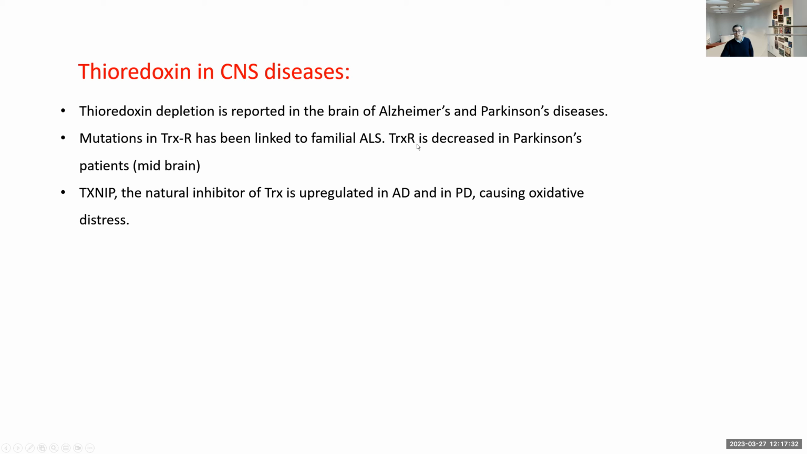We know that thioredoxin reductase is decreased in Parkinson's patients. And to make everything worse, we have an inhibitor of thioredoxin, which is thioredoxin-interacting protein. This protein comes and binds to thioredoxin's active site and renders it inactive. We know that TXNIP is upregulated in Alzheimer's disease and also in Parkinson's disease, and this will enhance the oxidative stress. So everything here, in my books, points to thioredoxin.